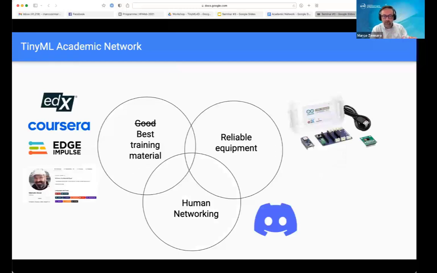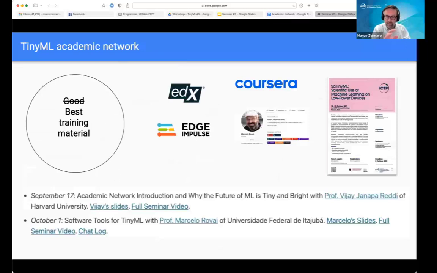So when you look at what is available, not only do we have good training material, but we have the best training material, because we have the edX course, we have Coursera material, Impulse, we have Marcelo's fantastic slides. So that is all available. And we thought that by adding this Arduino kit and shipping the Arduino kit to the members of the network, plus setting up human network, we would really set up a network where people would benefit from the material by having the devices and by being able to interact. So let's look at each and every one of these points.